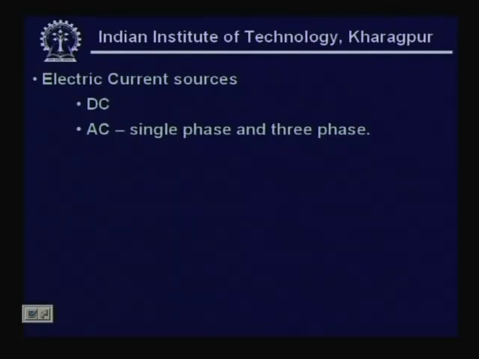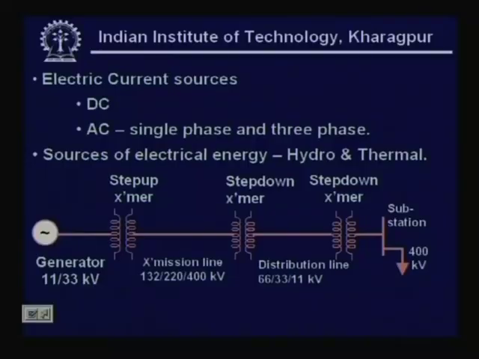In fact, historically the first transmission system was direct current, but the ease of stepping up and stepping down with the help of a transformer has brought AC into prominence. It could be single phase or three phase. However, this energy is generated predominantly using hydro or thermal.